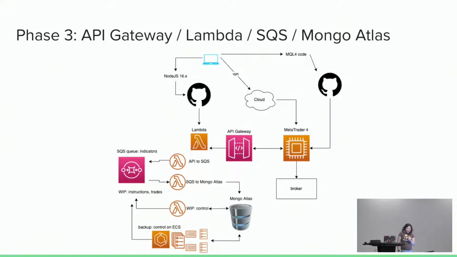Possibly last minute, I decided to move the Node.js code into individual Lambdas, just easier to manage. I added SQS as a message queue, and I moved the database to Mongo Atlas. So yeah, that's what it looks like. The bottom left side of this architecture diagram is a bit messy because some of it's still work in progress. As a backup, in case the control node, I guess, doesn't work in Lambda, I will keep it on ECS. We'll see.